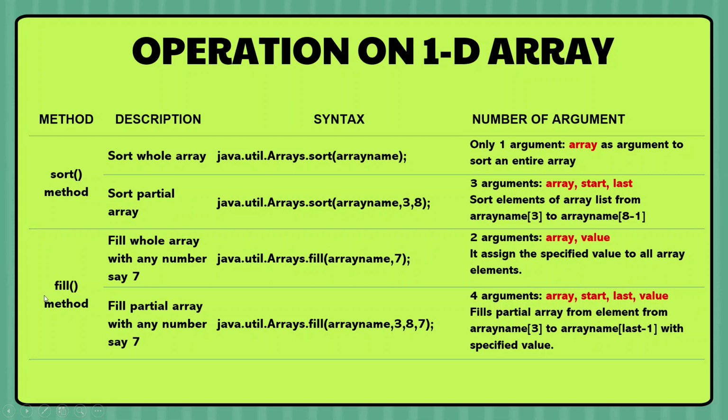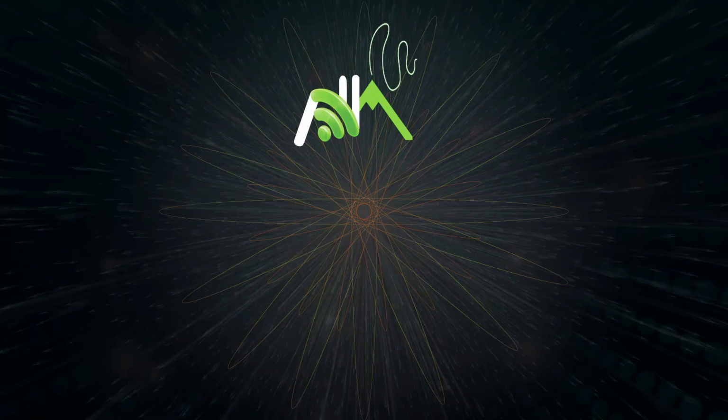We have one more operation, that is the fill operation. The fill operation is used to fill an array with a specific value. To fill the whole array, you just need two arguments: the array name, and then the value. To fill a partial array, you need four arguments: array name, start index, last index, and then the value.